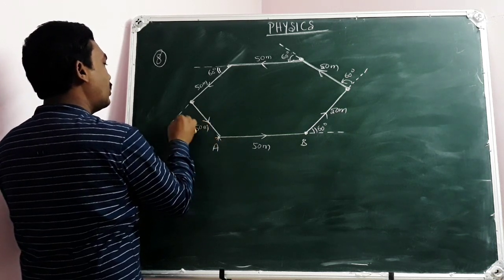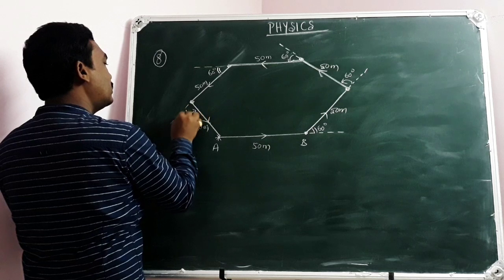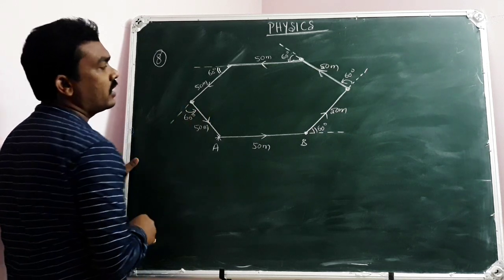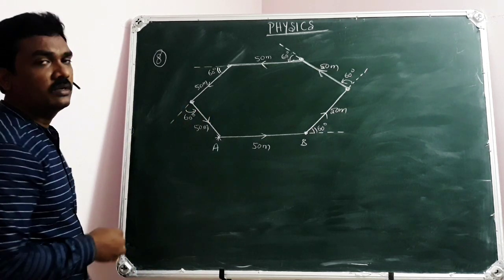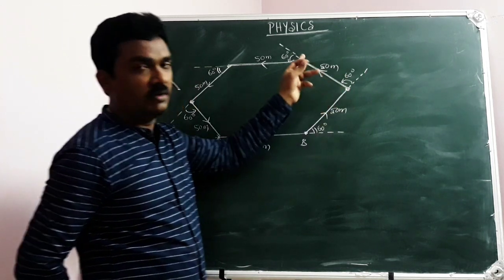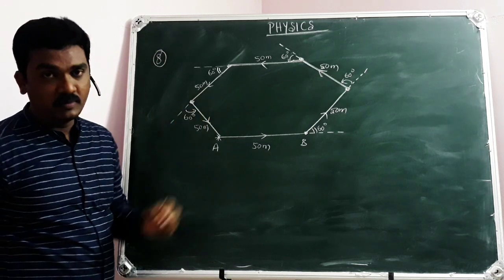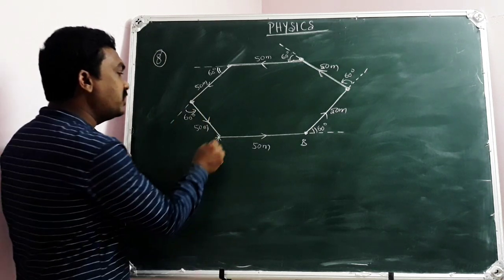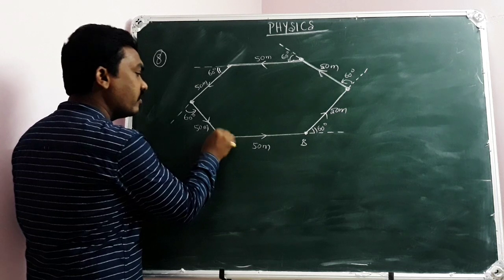If that is the case, on taking the continuous turns, his path will form a regular hexagon, because in a regular hexagon each and every exterior angle will be 60 degrees. That's what. But the interesting point here, the initial point is A.